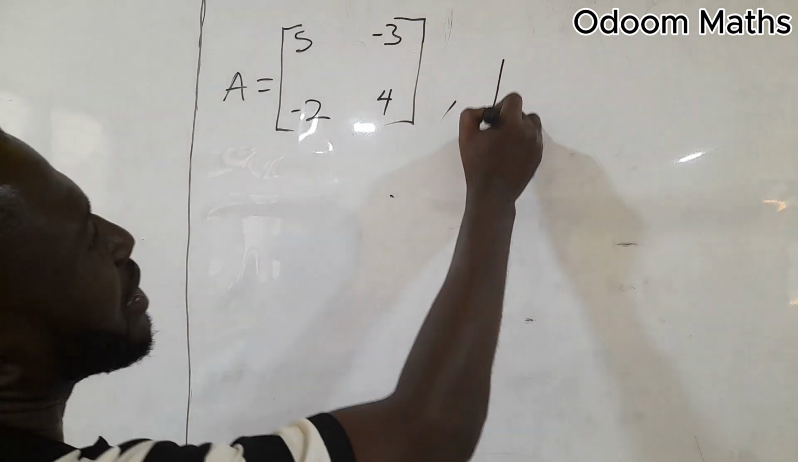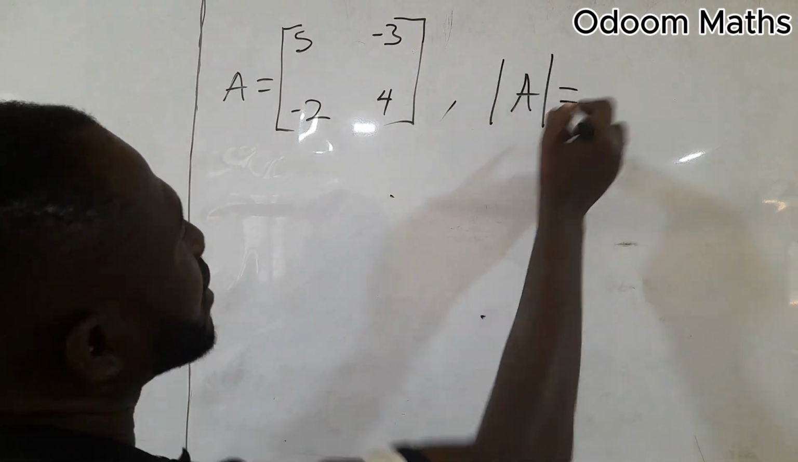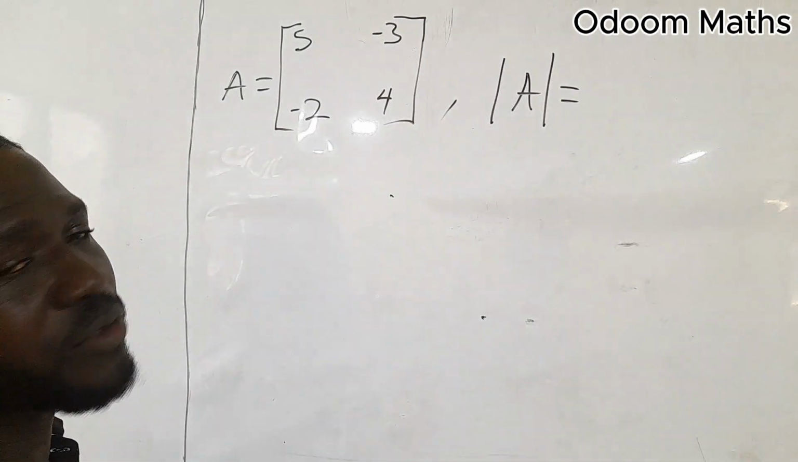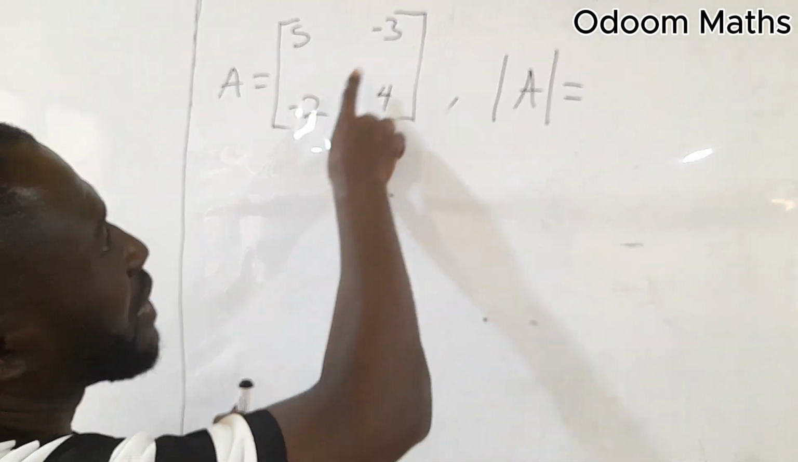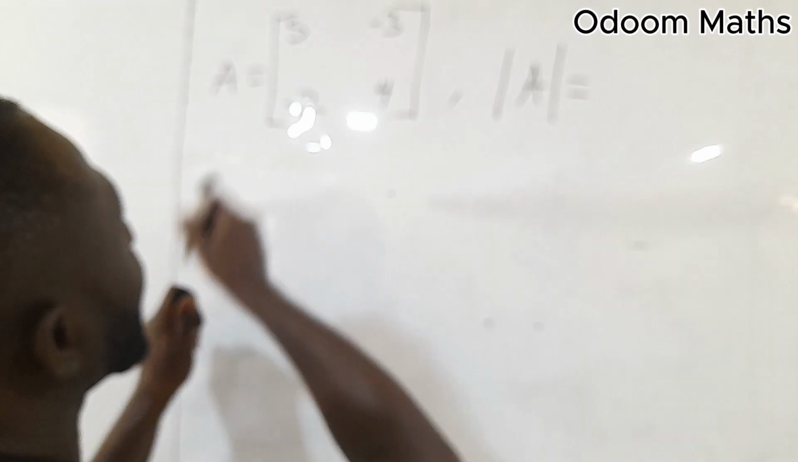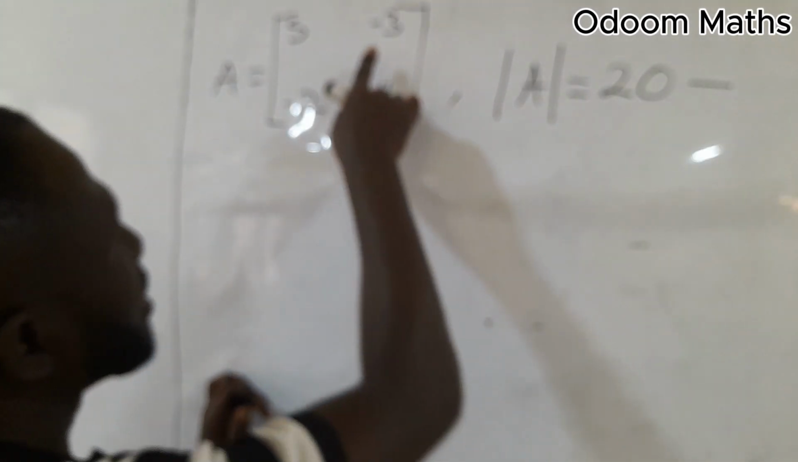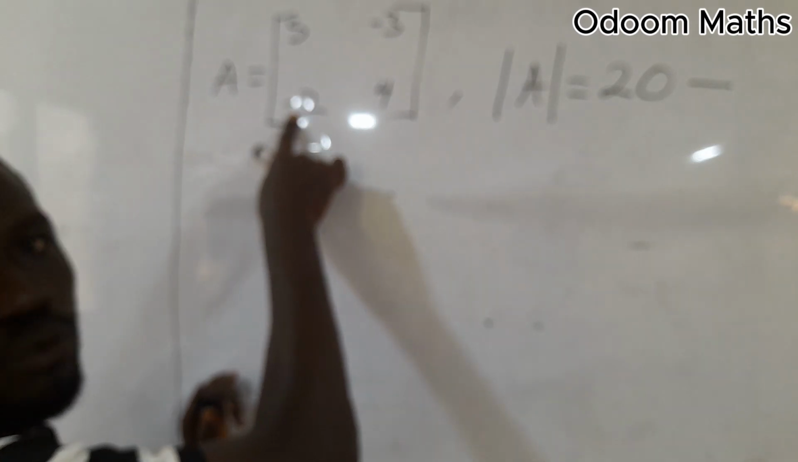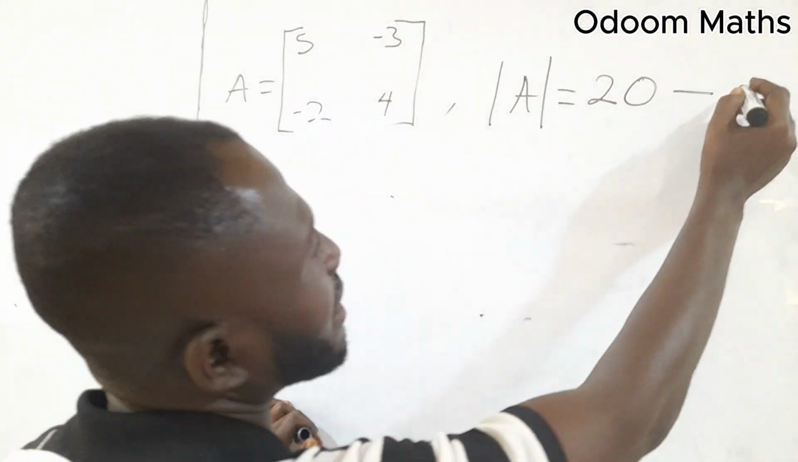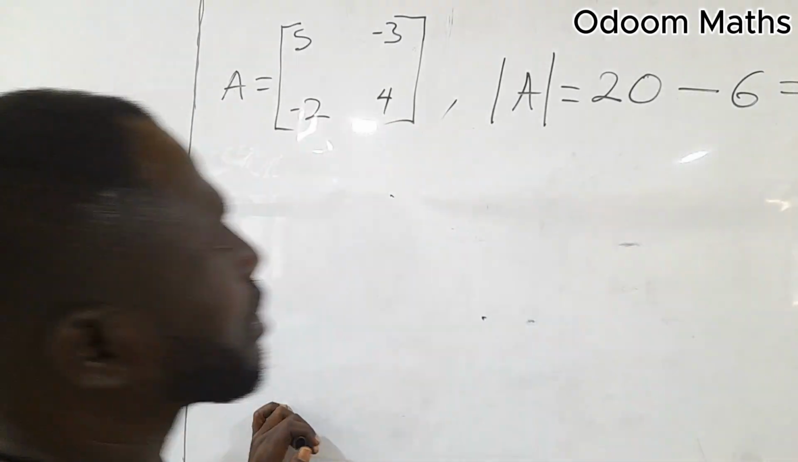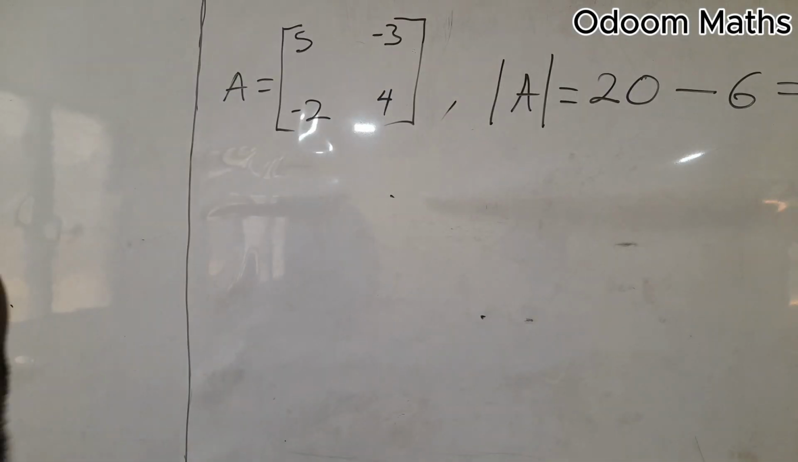So the determinant of A is, we multiply the elements of the leading diagonal, then we subtract that of the other diagonal from it. So 5 times 4 is 20, minus negative 3 times negative 2 is positive 6, so minus 6. And that is going to give us 14. Okay, so the determinant of A is 14.